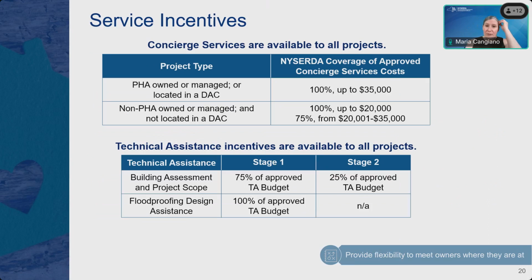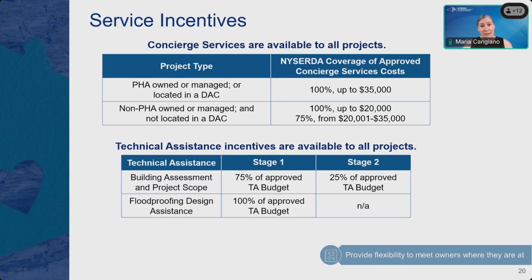So next is the service incentives. Again, just to share that there are a few different options based on the type of projects that we have. So for the project type, if there is a PHA, a public housing authority that is owned or managed or located in a DAC, a disadvantaged community, the NYSERDA coverage will be 100% for concierge services, which is up to $35,000 that I mentioned before.